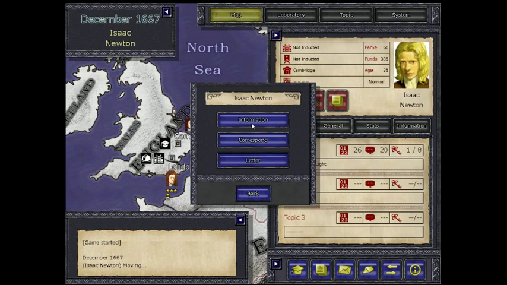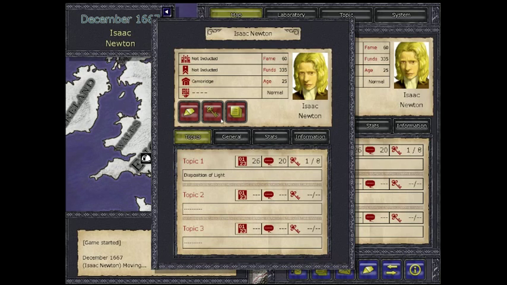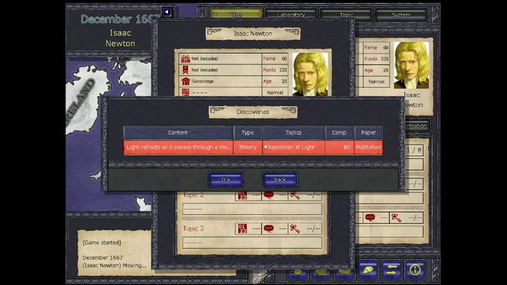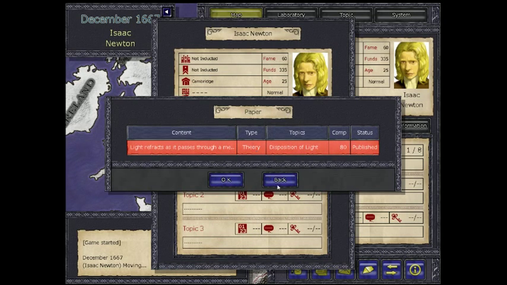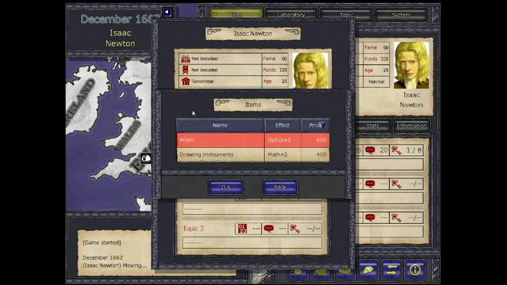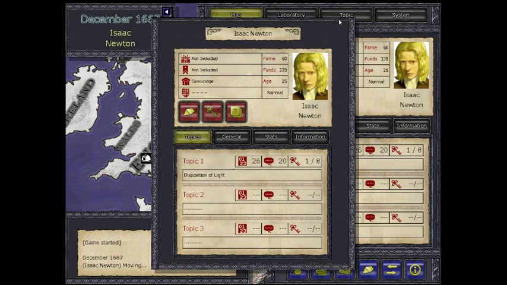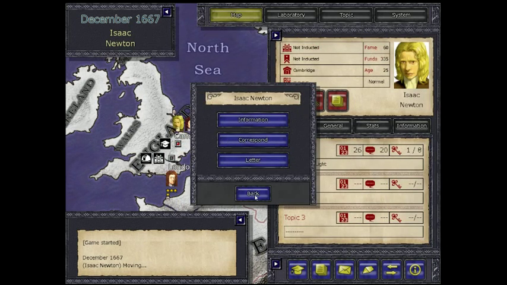Let's see here. Information about Newton. He published, let me tell you the date. Well, I think it was like last month or so. You can check back in the video. I forgot exactly when it was. Would be cool if they gave you the dates when it happened. We have two items: the prism and drawing instruments. Now, drawing instruments is why I ended up going into math in the initial version I played.